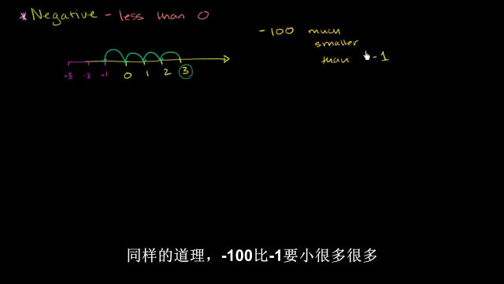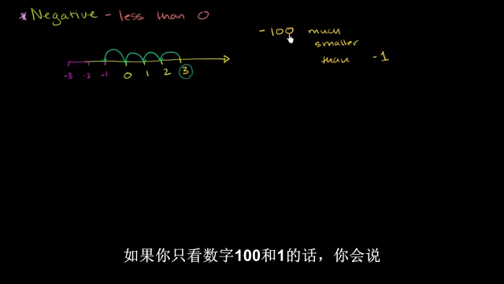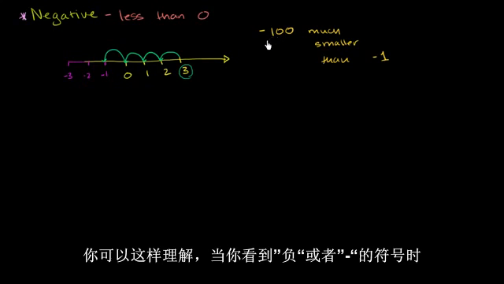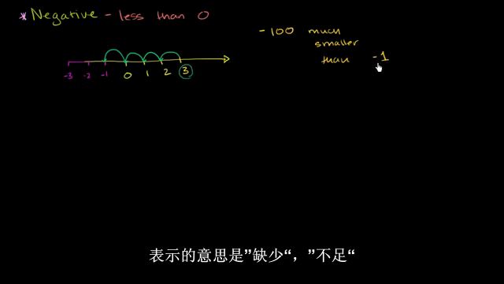You might look at 100 and 1, and your gut reaction is to say, wow, 100 is a much larger number than 1. But when you think about it, -100 means there's a lack of something. If it's -100 degrees, there's a lack of heat. So there's much less heat here than if we had -1.